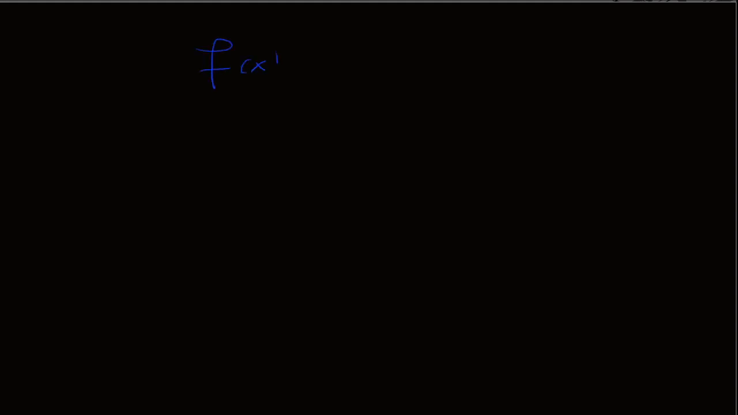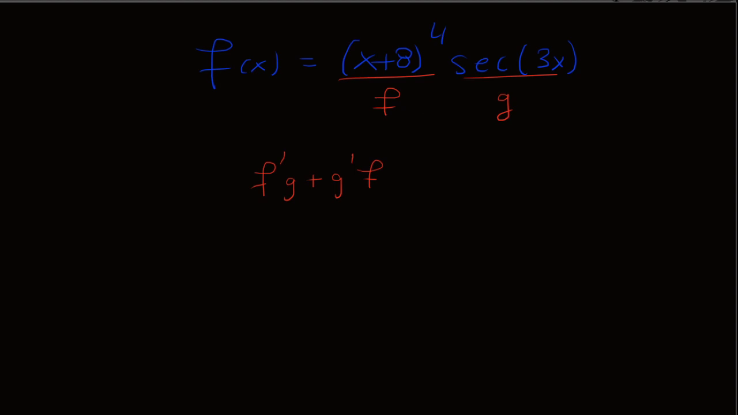F of x is equal to (x plus 8) to the fourth times secant of 3x. We'll let (x plus 8) to the fourth be f, secant 3x be g. We're going to apply the product rule here since we're multiplying two functions. And whenever we take the derivative of both f and g, we're going to have to use the chain rule. So for (x plus 8) to the fourth, we're going to bring down the exponent, keep the inside the same, subtract 1 in the exponent, and then multiply by the derivative of the inside.